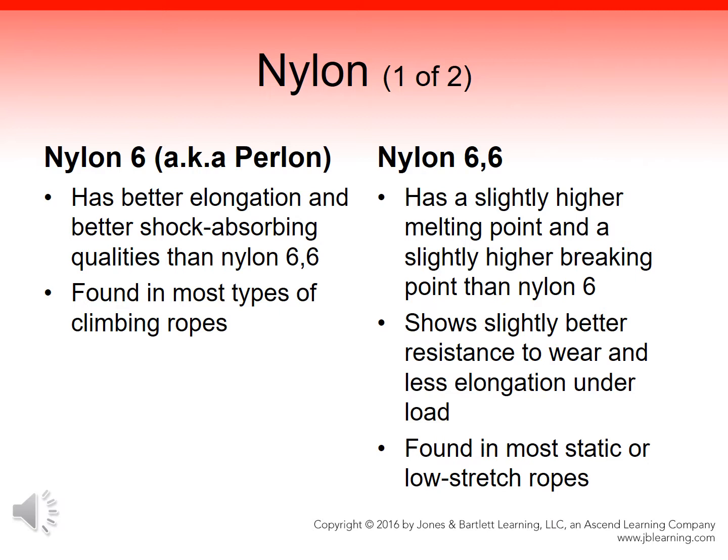Nylon. There are two main examples of nylon construction. You have nylon 6, which is also known as Perlon, and nylon 6/6. Perlon has better elongation and better shock absorbing qualities than nylon 6/6, and it's found in most types of climbing ropes. Nylon 6/6 has a slightly higher melting point and a slightly higher breaking point than nylon 6 or Perlon. It shows slightly better resistance to wear and less elongation under load, and it's found in most static or low stretch ropes.